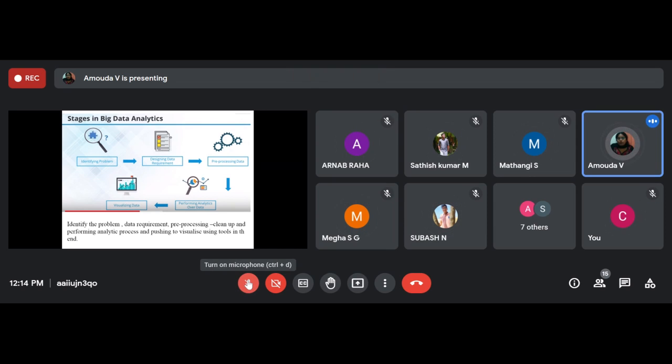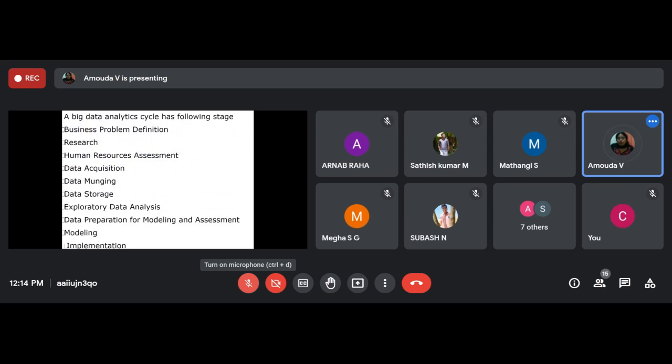That's what we are going for in big data analytics. This is the stages in big data analytics. Next one: here you can see the big data analytics cycle. What I said first is given here.